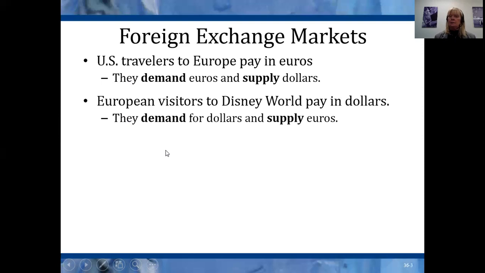European visitors who come to Disney World pay in dollars. So they go to the bank and they buy dollars. And to buy those dollars, they sell back their euros. They have to pay in dollars because we're in America. So they supply euros to buy dollars, demand dollars.